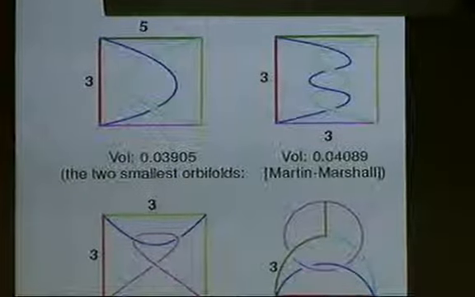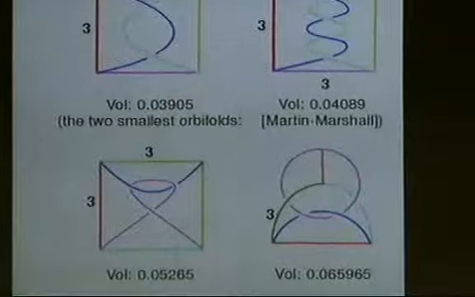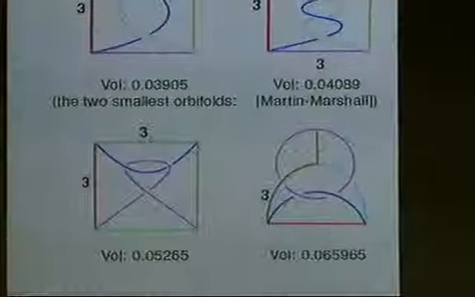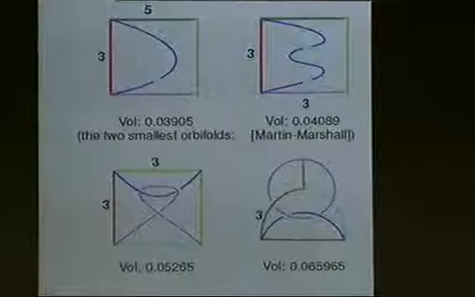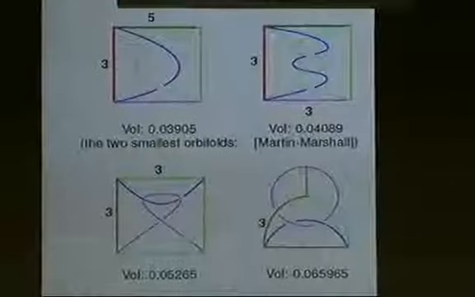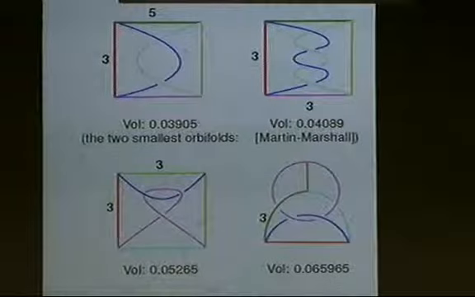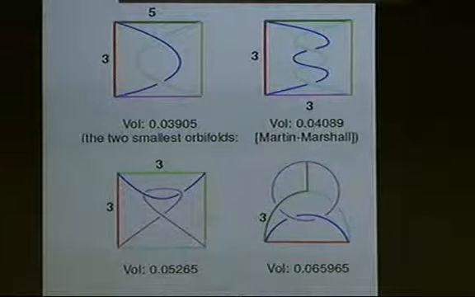So here are the lowest volume ones that come up. The first one has volume 0.03905. And it's actually now known, it's been proved quite recently by Martin and Marshall, that this is really the lowest volume, I guess, for say closed orientable hyperbolic 3-orbifolds.